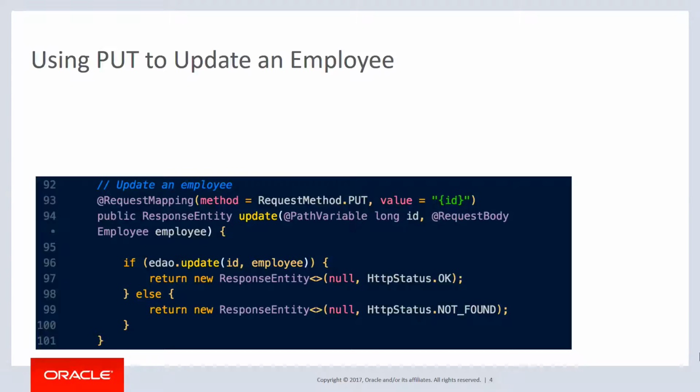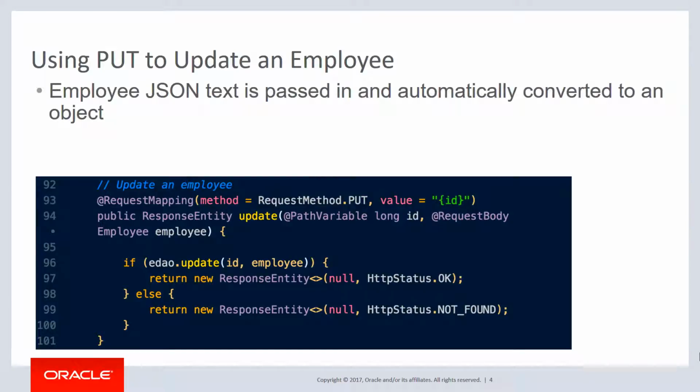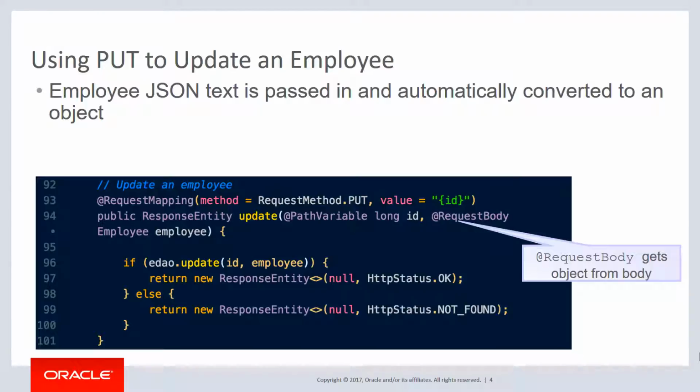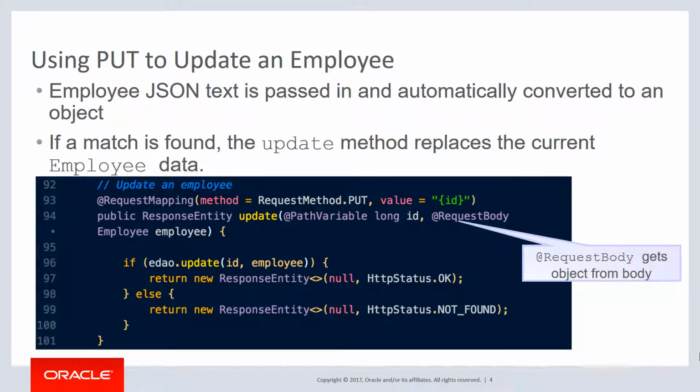Now to do an update, we use put with HTTP. Once again, the same thing happens. JSON text is passed in and converted into an object. So once again, we use the request body there for the update method. We're using path variable again to get the ID. And so we're working once again with objects. Spring Boot does all the conversion for us. In this case, we're returning a 200 OK if the update was successful and a 404 if the lookup failed.